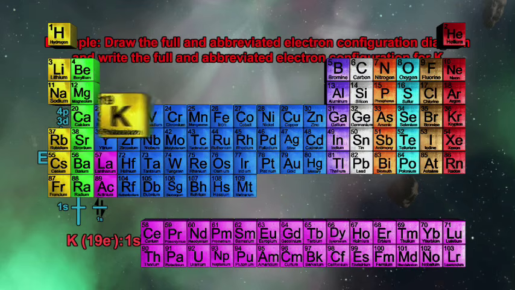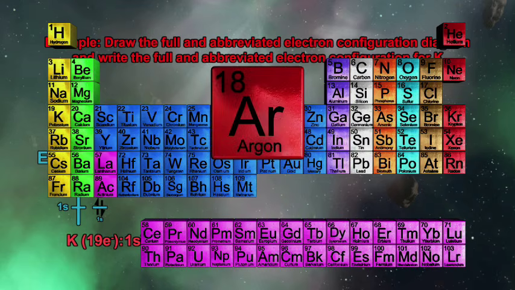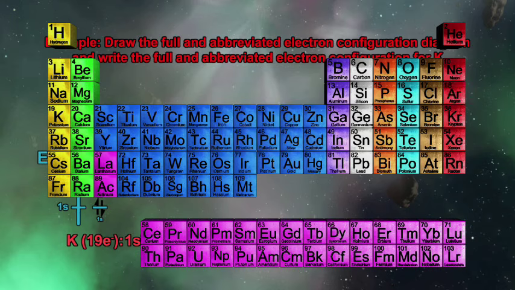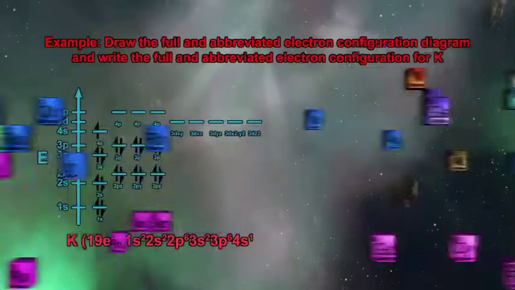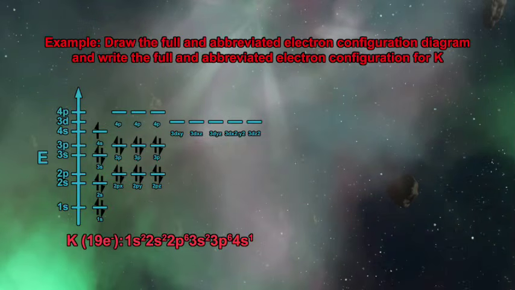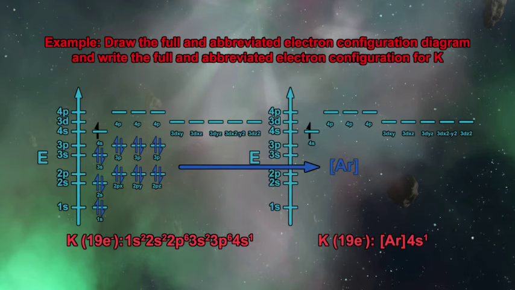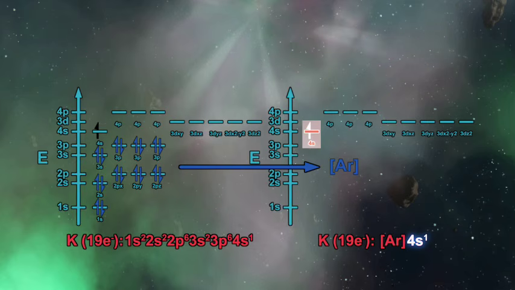To abbreviate the noble core electrons for potassium, we simply slide back until we reach the first noble element, which is argon with 18 electrons. Thus, we can abbreviate the first 18 electrons of potassium as the element argon. The first 18 electrons of potassium, which begin at the 1s and end at the 3p orbital, are represented by the noble element argon in brackets. The remaining electron in the 4s orbital is the outermost electron, commonly called the valence electron.